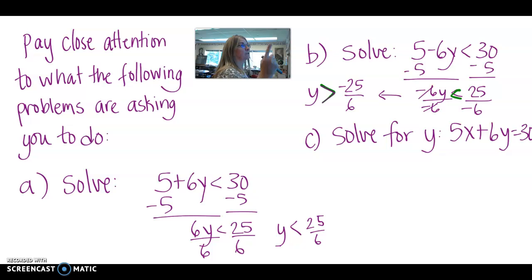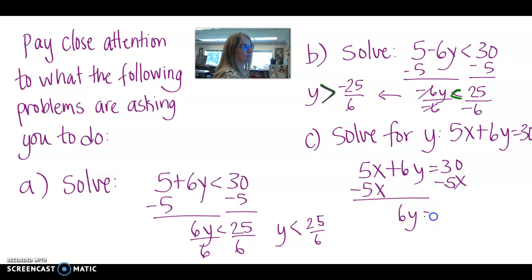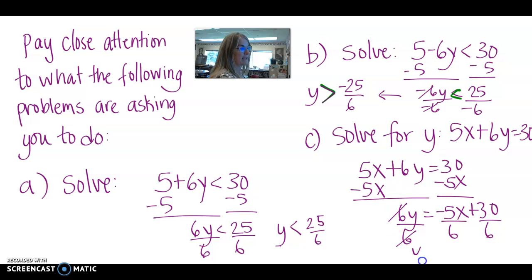Part C says solve for y. So now, if we're solving this for y, I have 5x plus 6y equals 30. I'm going to subtract 5x from both sides, and I get 6y equals -5x plus 30. You can also write 30 minus 5x, it doesn't matter. But if I wanted slope-intercept form, I would want to put the x term first. Divide by 6, and you get y equals -5/6 x plus 30 divided by 6, which is 5.